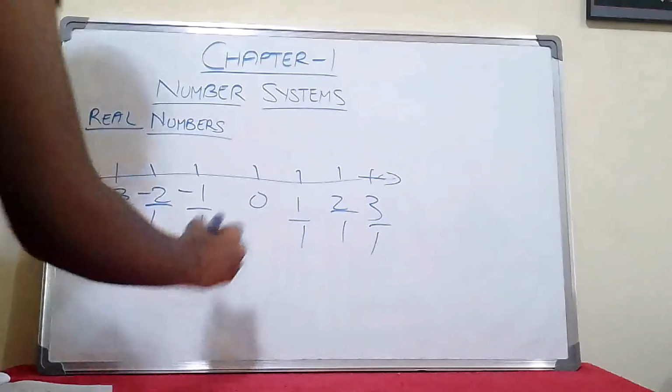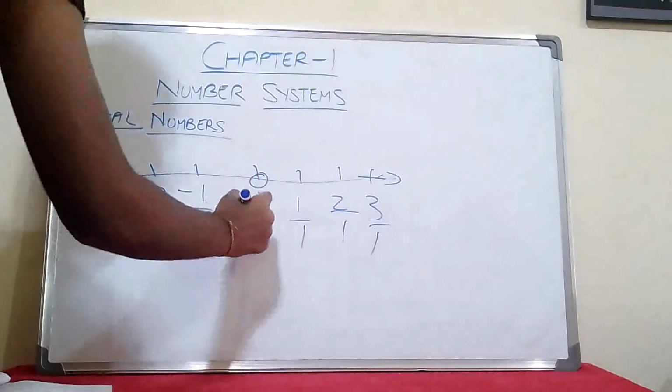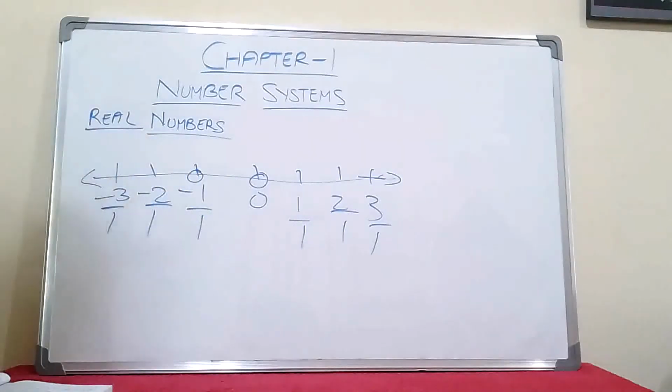For example, this point on a number line shows 0, which is a real number. This point on a number line shows -1, which is a real number. Likewise, every unique point on a number line will only represent a unique real number. Now we'll be moving forward and seeing how to plot irrational numbers on the number line.